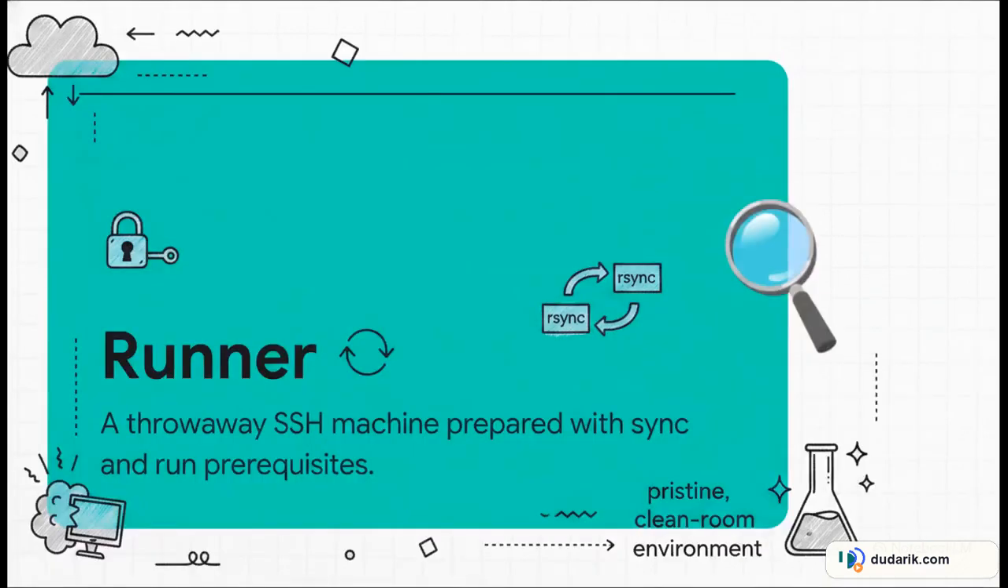And the final piece of the puzzle is the runner itself. This is the actual physical or virtual environment where your code gets executed. It's provisioned on the fly, prepared with a baseline of prerequisites like SSH, Git, and rsync, and once your test is done, it's completely wiped out. You get a pristine, clean room environment for every single run. No lingering state, no weird leftover files.